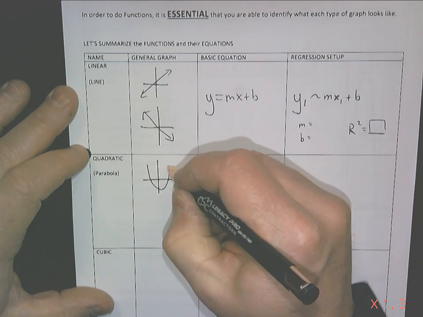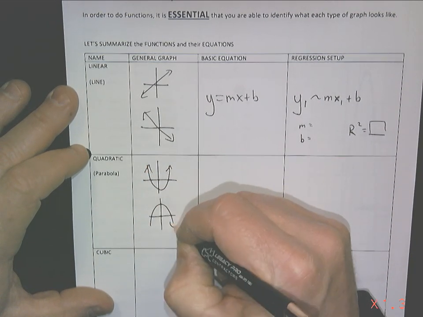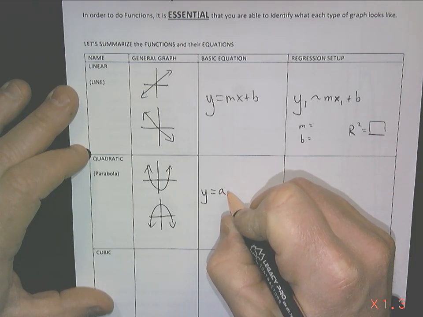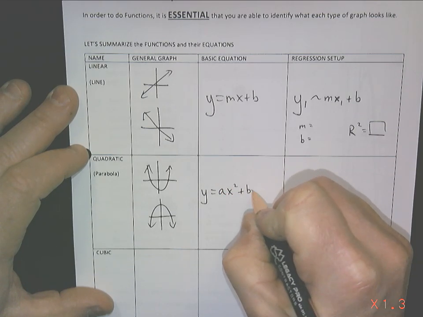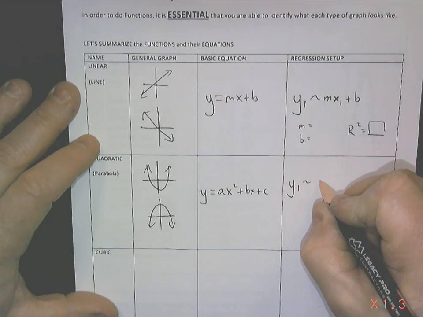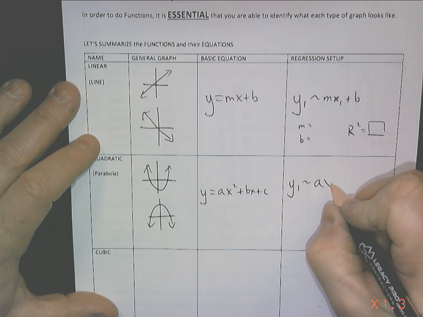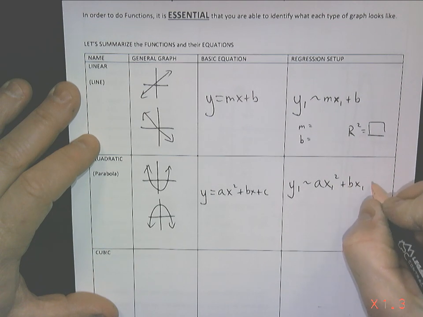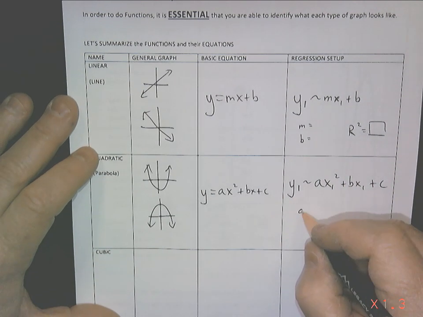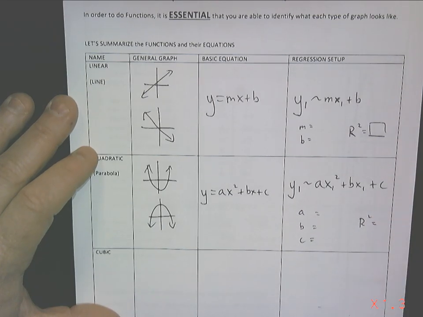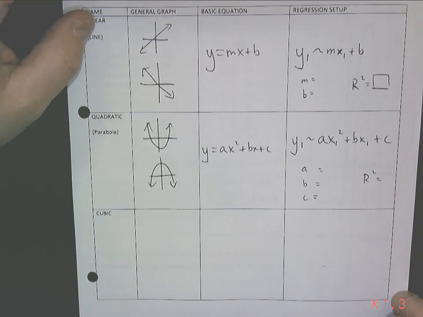Parabolas open up or open down. The equation of a parabola is y equals ax squared plus bx plus c. The regression curve is y1 tilde ax1 squared plus bx1 plus c. And then again, you'll get an a, b, and a c value and an r squared value out of that.